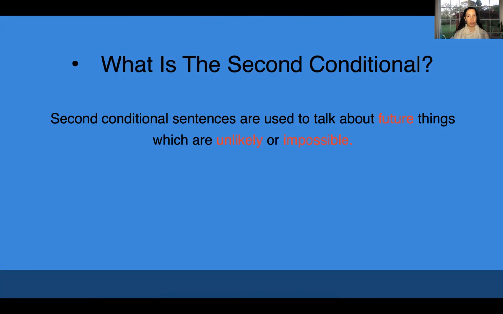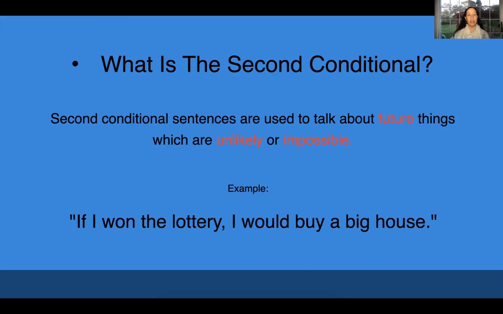Do you remember what the zero conditional was? Remember, if it's a fact or true, then it's like a scientist, right? So the second conditional example: if I won the lottery, I would buy a big house. Remember, would is your future. I would buy a big house. So it's unlikely or impossible because it's unlikely you would win the lotto, but some people do.